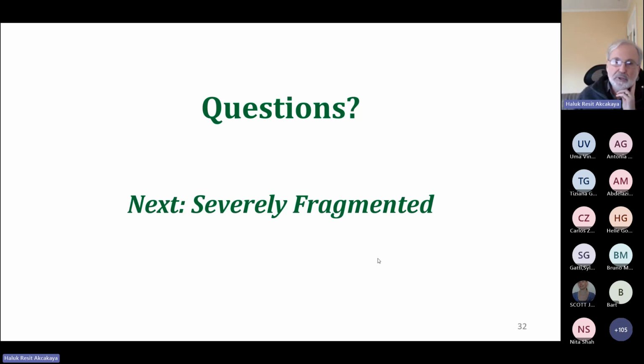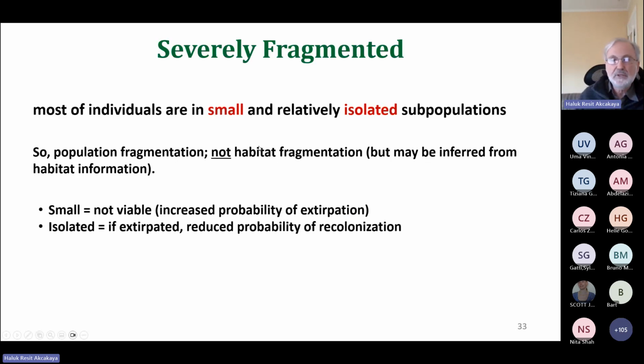Okay, so continuing with the last topic, which is severely fragmented. There was not a question on this, but it is a topic that is frequently misunderstood. So I thought that I'll quickly review this. Severely fragmented means that most individuals of the species are in small and relatively isolated populations. So the first important thing is that this is about population fragmentation, not habitat fragmentation, but population fragmentation may be inferred from habitat information. The second important thing is that there are two important terms here: small and isolated.